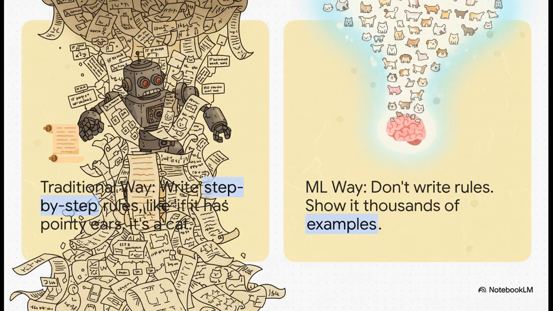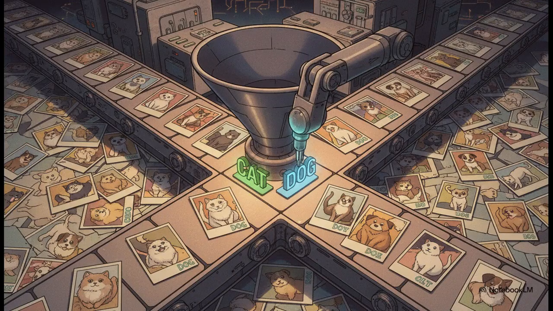And this is where everything changes. The old, traditional way would be to write millions of lines of code with super rigid rules, like if the ears are pointy, then it's a cat. But what about a cat with folded ears or a dog with pointy ones? See? That system falls apart almost immediately. The machine learning way is totally different. It says, forget writing rules. Instead, just show the computer a ton of examples. This is that learning from data idea in action.